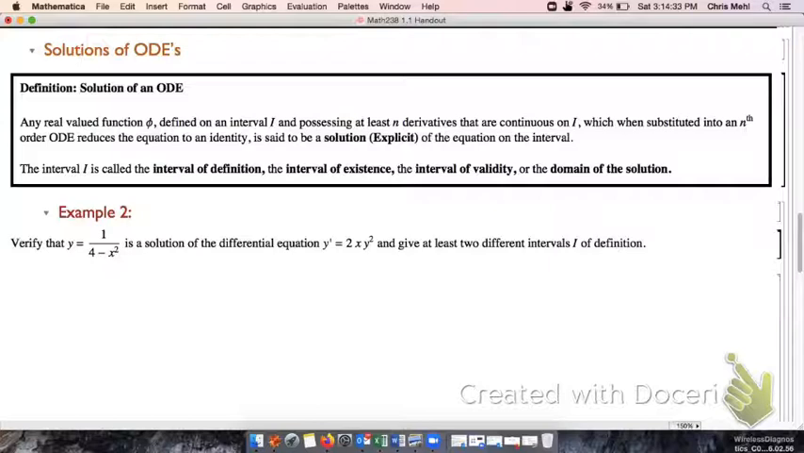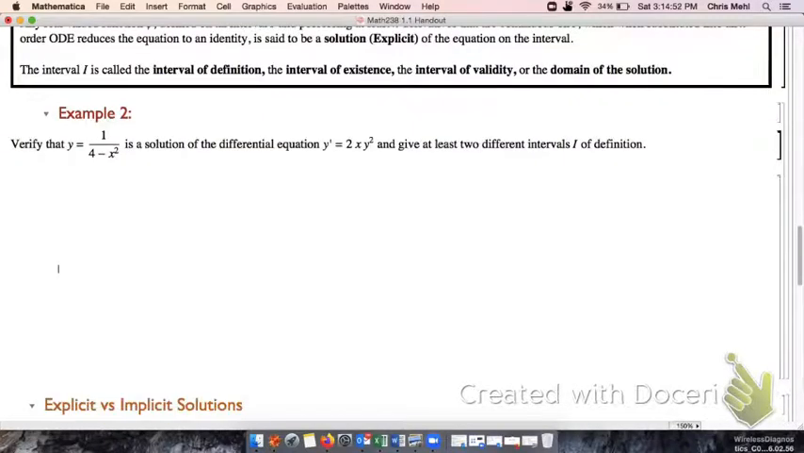The interval I is called, well, there's basically way too many names. It's called the interval of definition, the interval of existence, the interval of validity, the interval of the solution, or the domain of the solution. However you want to phrase that.